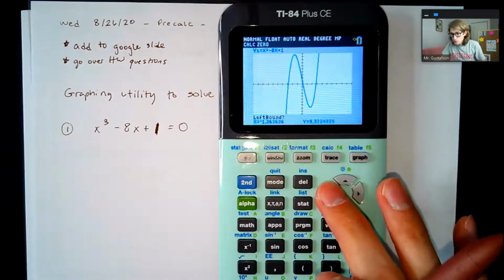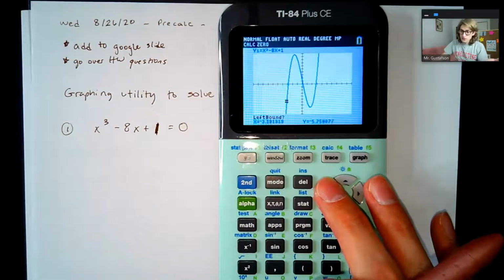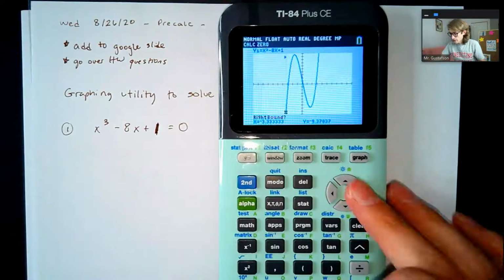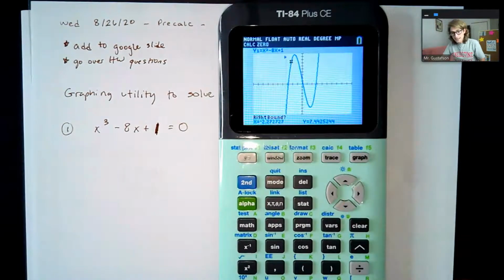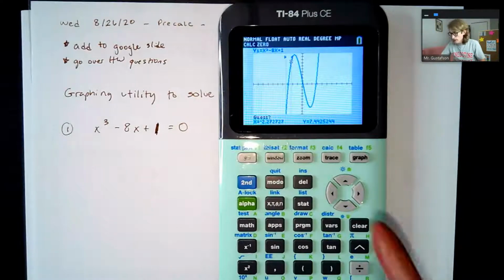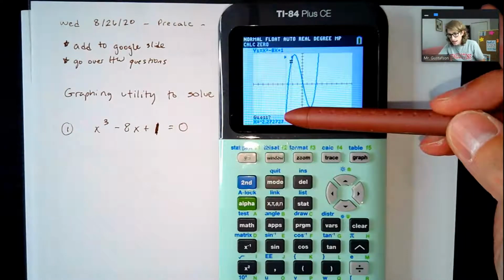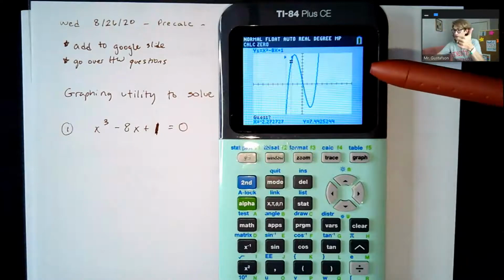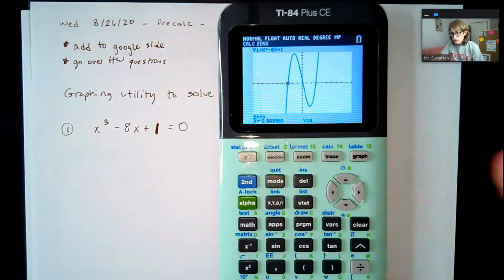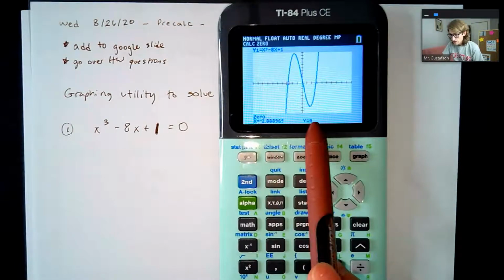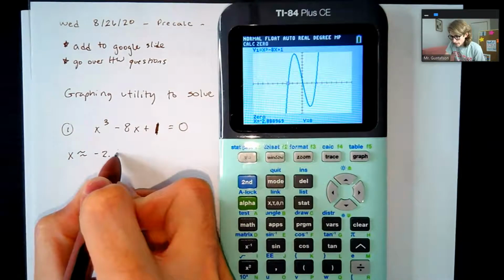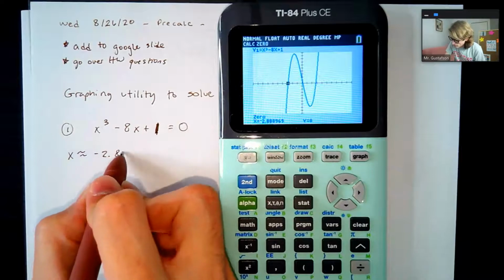Left bound means you move your cursor to the left of what answer you want. So you notice this cursor is to the left of this answer. I'm going to hit enter. I'm going to move it past the place where I know an answer is. I'm going to click enter again for my right bound. You will see very lightly these 2 lines. Our answer is in between them, which is a good thing. And you're going to hit guess, move the cursor kind of close, and the calculator will tell us our answer. So one of our values is x is approximately negative 2.89, rounded to 2 decimal places.